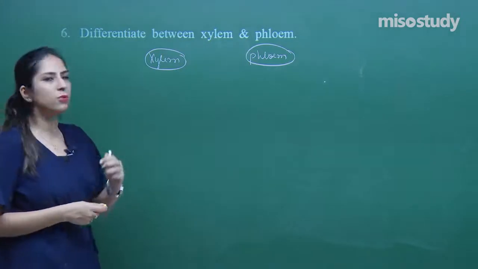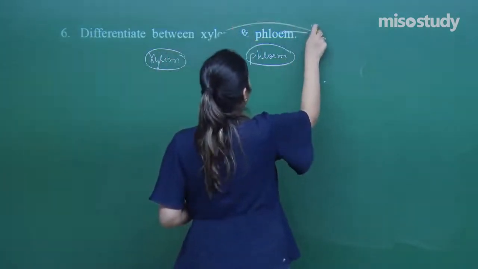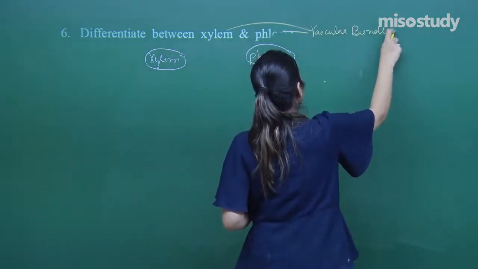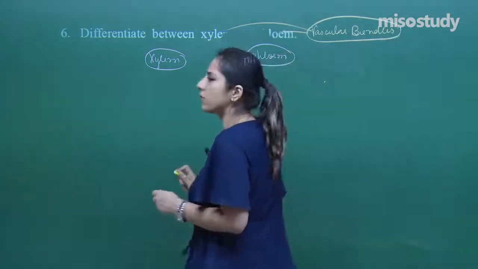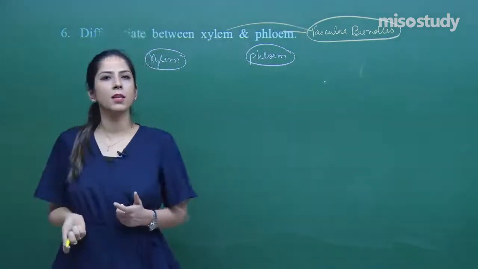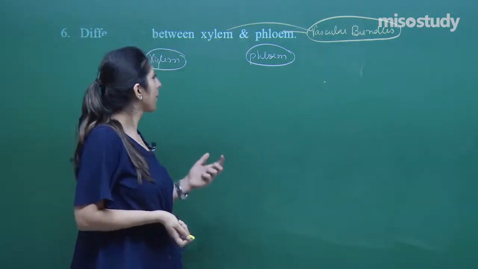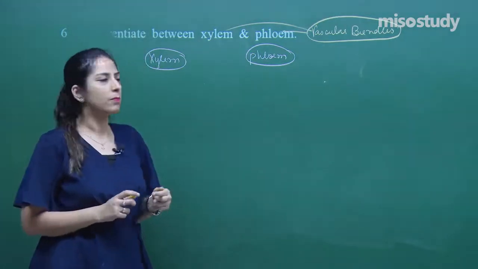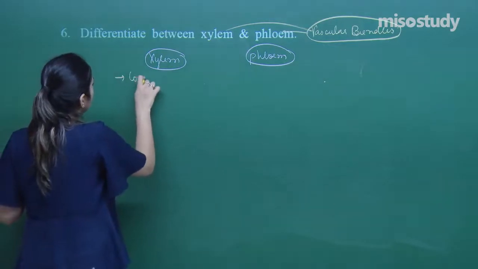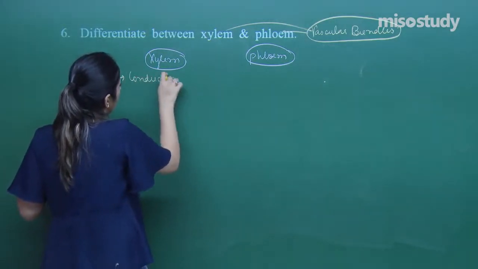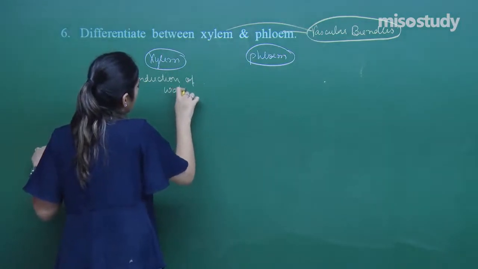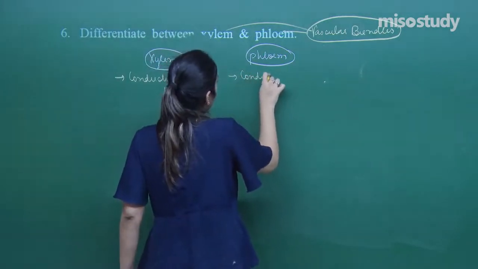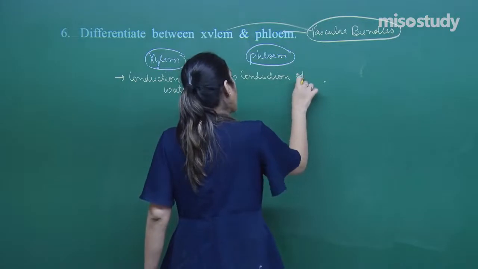Whenever they combine together, what they form is vascular bundles. What do they form, students? Vascular bundles. Sometimes they have a cambium present in them, sometimes they do not. To talk about xylem, first tell me what is the function of xylem. The function of xylem is the conduction of water, whereas the function of phloem is the conduction of food.